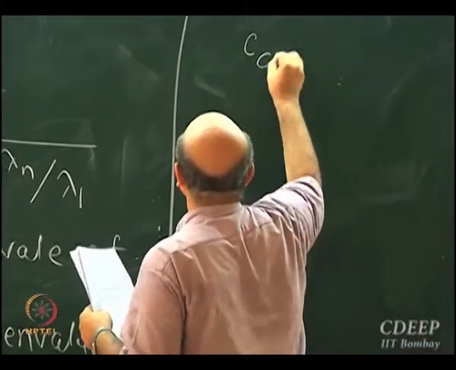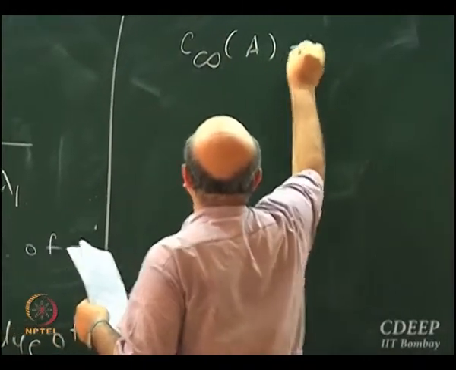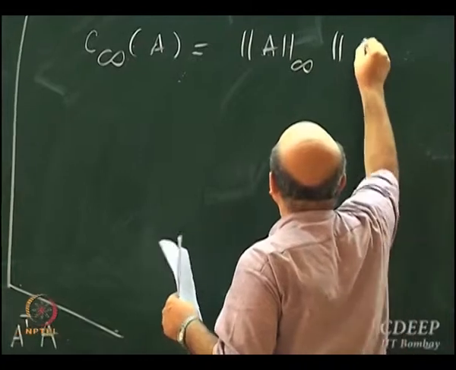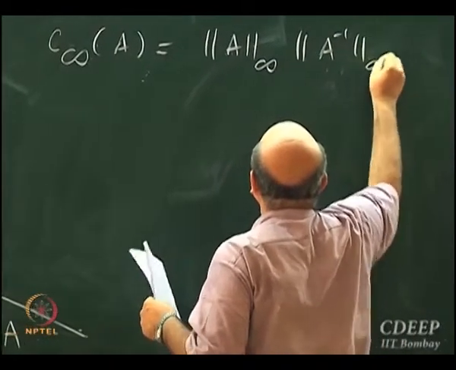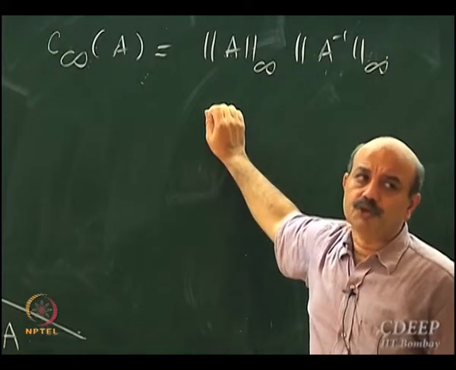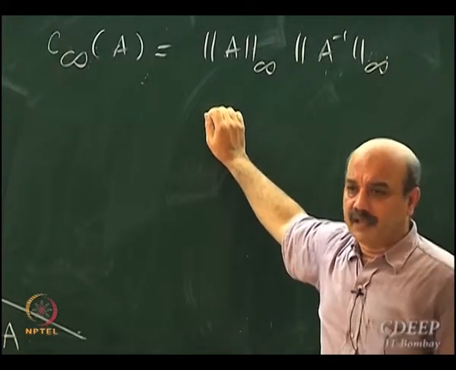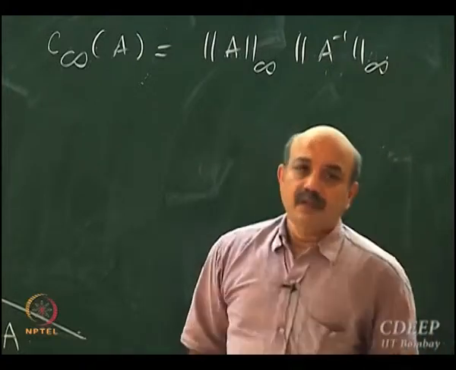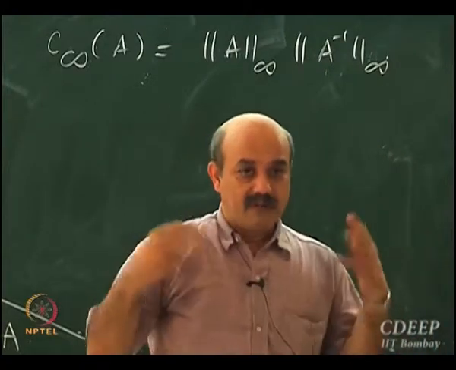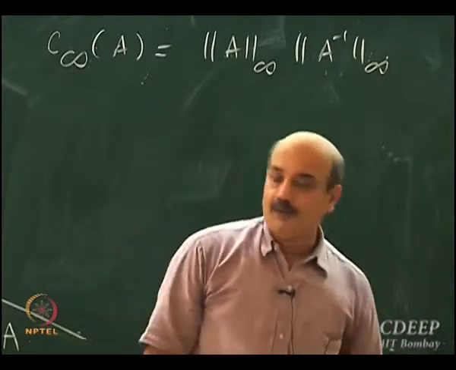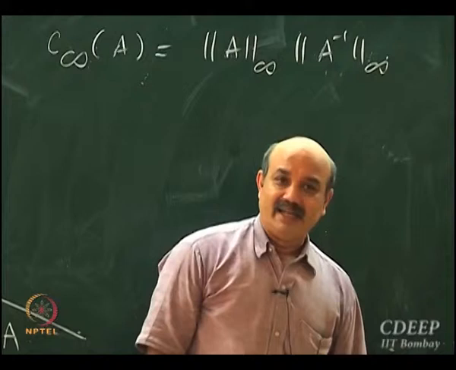So I can define C infinity of A as the infinite norm. Depending upon which norms you choose, you can define the condition number. Now let me complete some story which I began a long time back, and I never told you the exact reason.